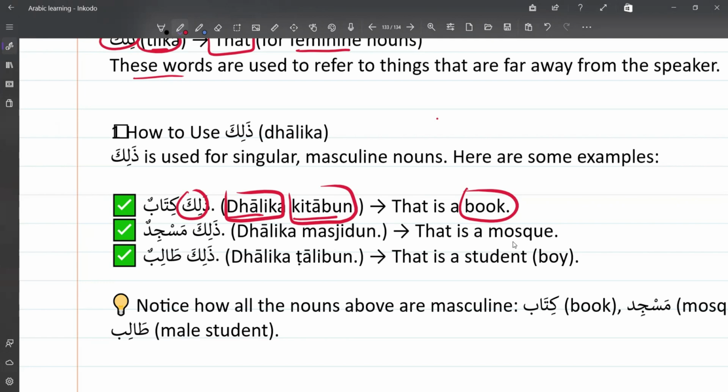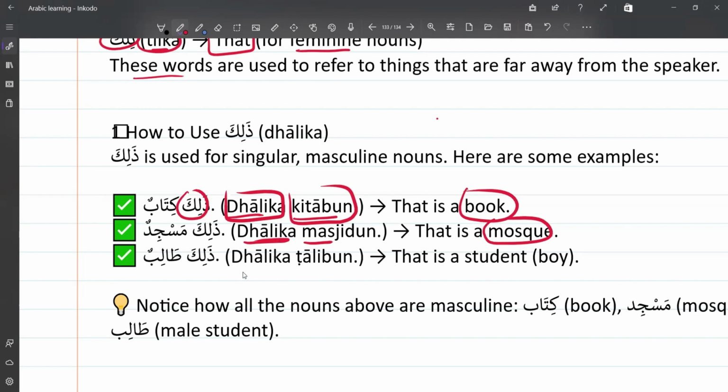Similarly, we will use the word zalika masjidun. A mosque in Arabic is called masjid. Masjid means mosque in Arabic. So we will say ذَلِكَ masjidun. So masjidun or just masjid means mosque in Arabic. Since it is masculine, we will use the word ذَلِكَ.